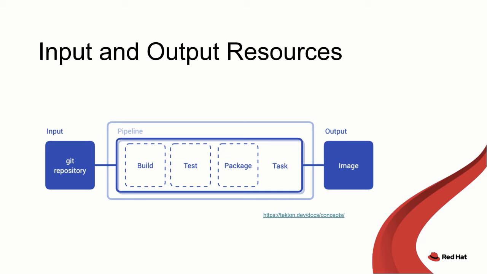For example, you could use a Git repository as an input for your pipeline and an image as an output. And you could reuse that same pipeline for a different code base if needed. Resources can be of many different types, including Git repositories, pull requests, images, clusters, storage, cloud events, and so on. Resources are also defined as custom resources.